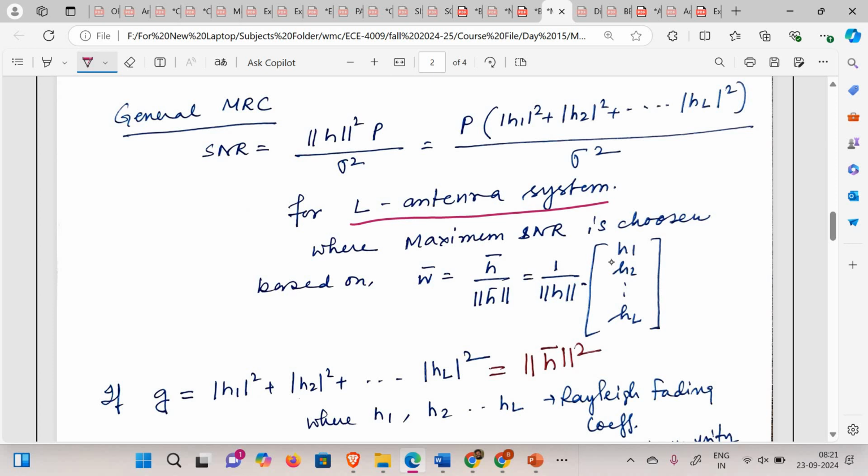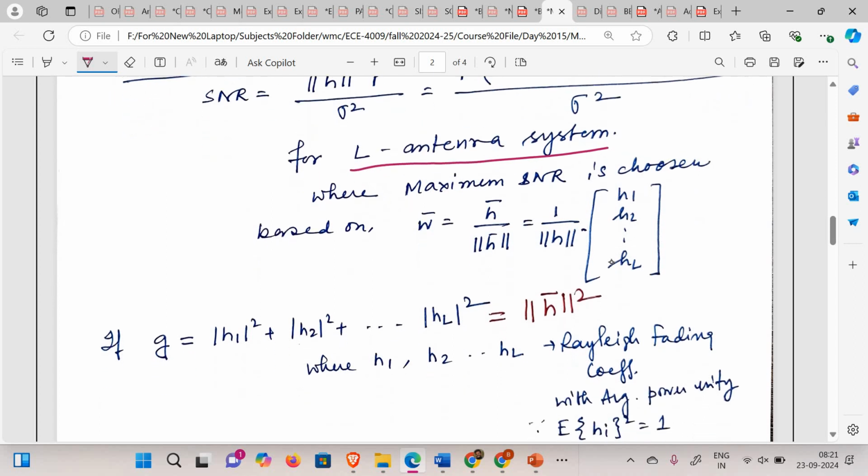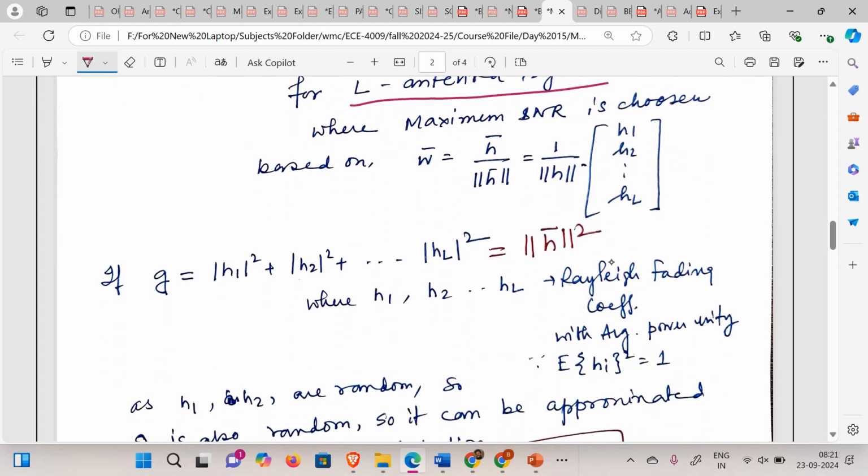L antenna system means that in our examples most of the time we are taking two antennas. But it can be extended beyond that, though you will soon observe that beyond two antennas the manual calculation becomes very tedious. That's why for most of our generic theoretical study, and for research work, we consider only two antennas at the receiver. But in general it repeats for L antennas. So the factor H will be H1 square plus H2 square plus up to HL square, and if I represent that by a factor G, naturally this G is also a random factor.